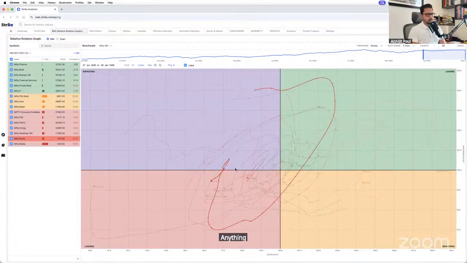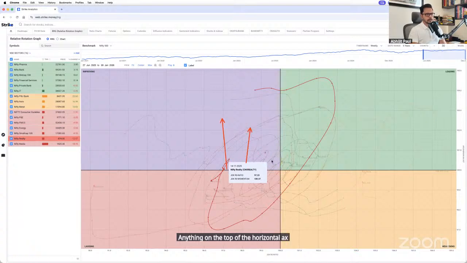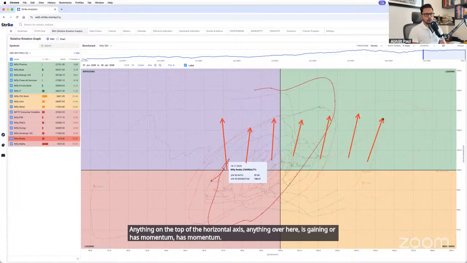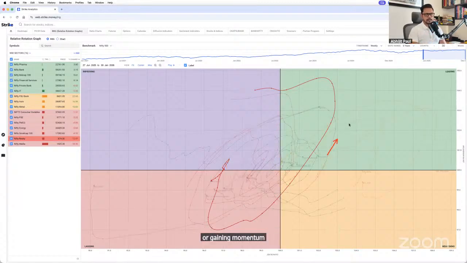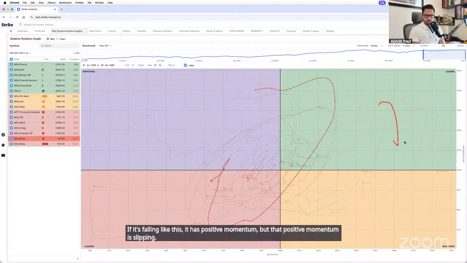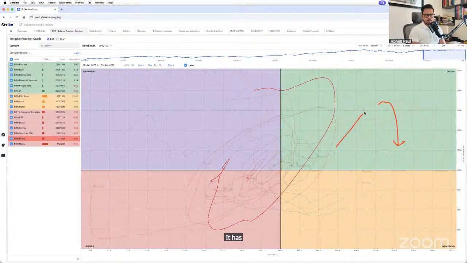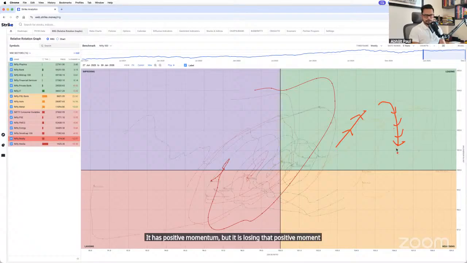Anything on the top of the horizontal axis is gaining or has momentum. If it's angling like that, it has momentum and is gaining momentum. If it's falling like this, it has positive momentum, but that positive momentum is slipping. It has positive momentum and it is gaining positive momentum. It has positive momentum, but it is losing that positive momentum.